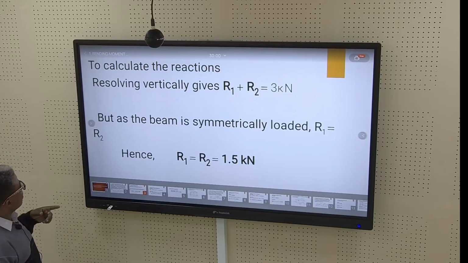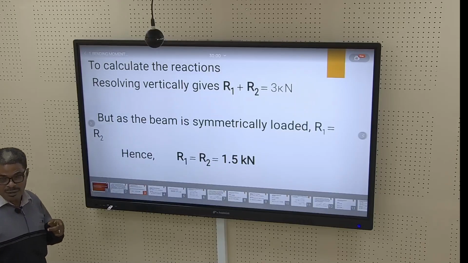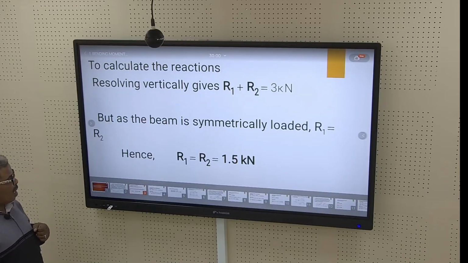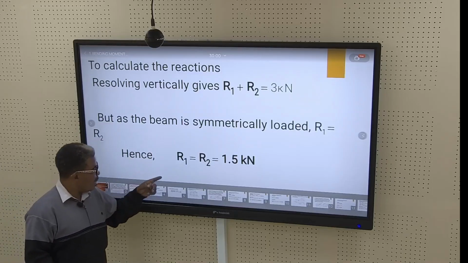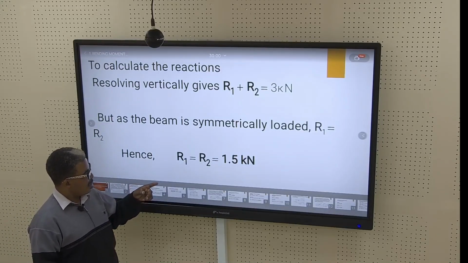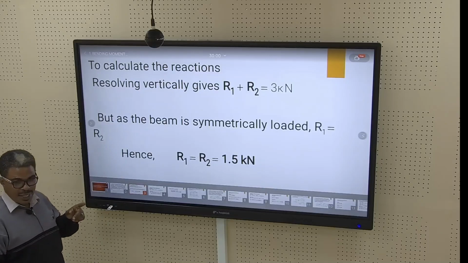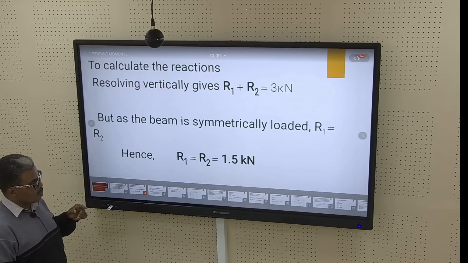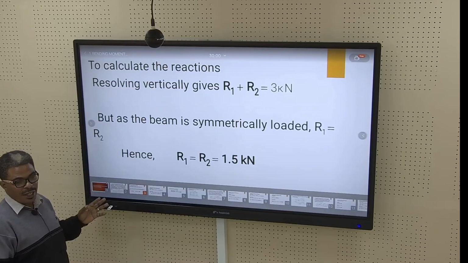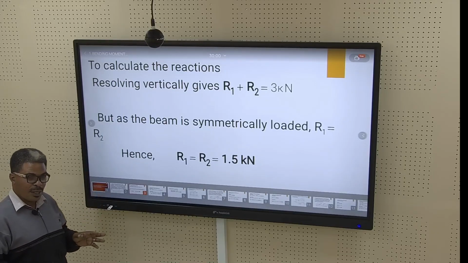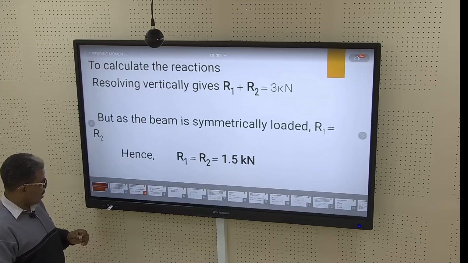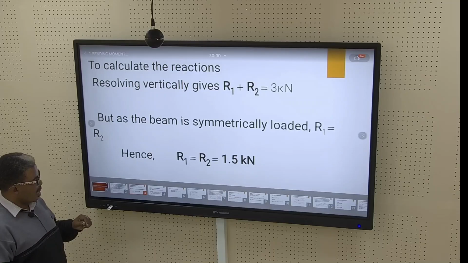As the beam is symmetrically loaded at the center, R1 is equal to R2. How? Because R1 is equal to R2, we divide the 3 kilonewton, which is acting downwards, so they share equally. Because they are equally placed, they share the load acting downwards. That's why R1 and R2 each is equal to 1.5 kilonewton.